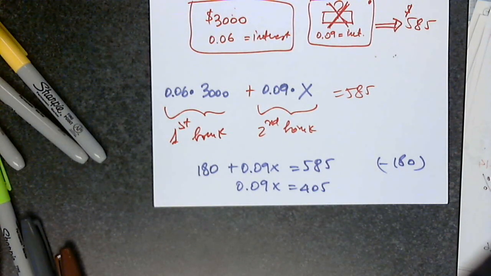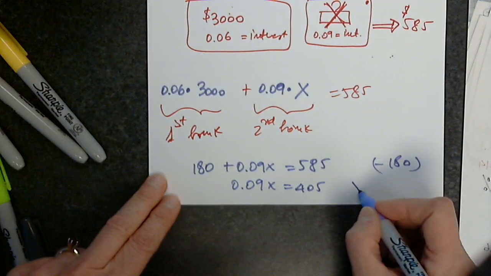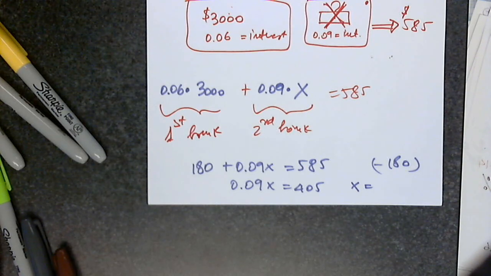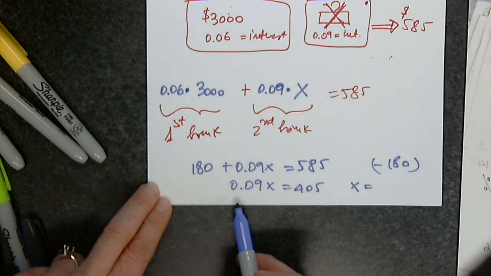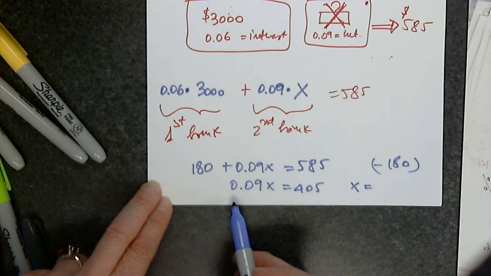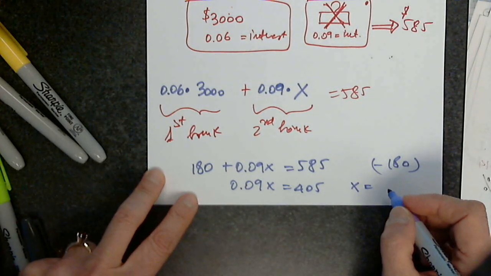Is it 180 or? Got it, it's 180. So then x is? How do I get x? I divide what? I divide 405 by 0.09, and I get 4,500 indeed.